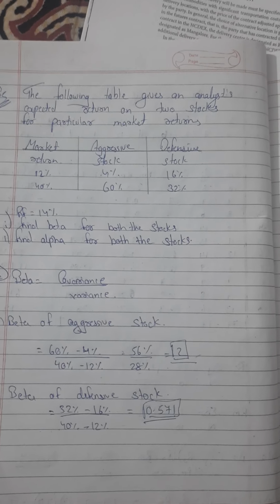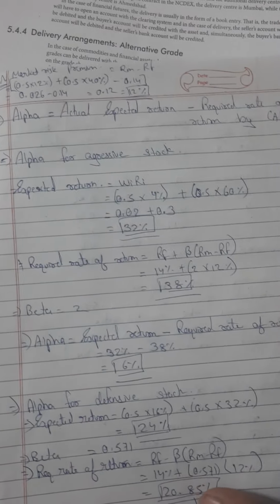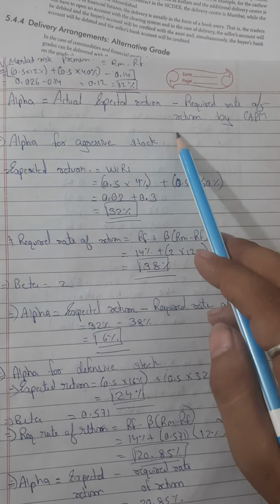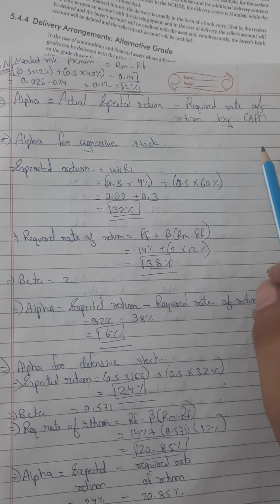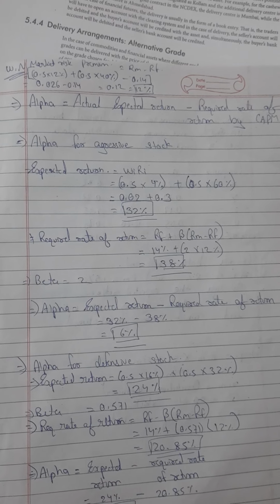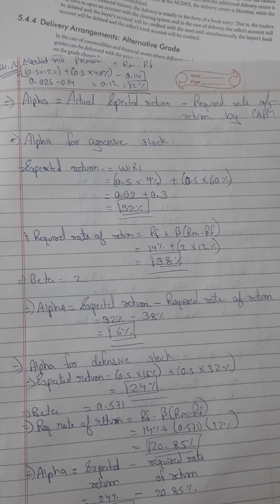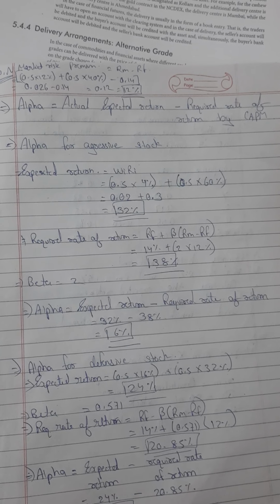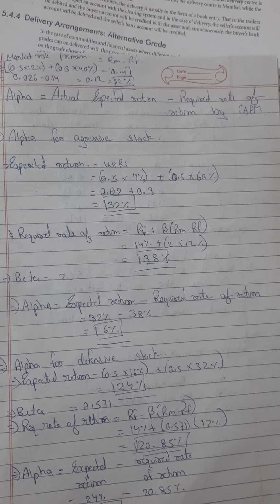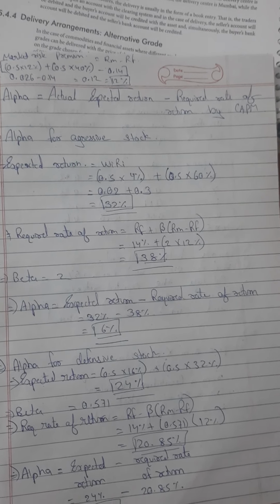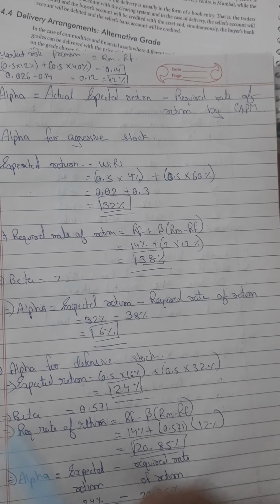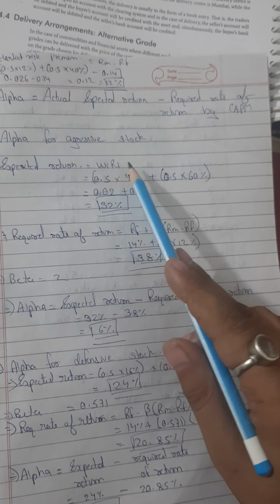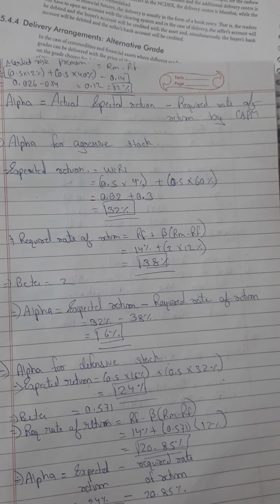To calculate alpha, we have the formula here: actual expected return minus required rate of return by CAPM. For aggressive stock, we need expected return and then required rate of return, right? We need both these things. For expected return, what can we do? We can use this WI sigma WI RI, right?